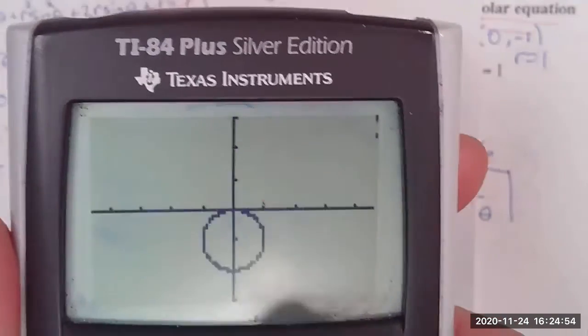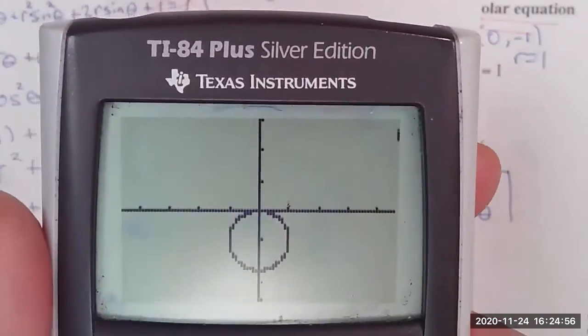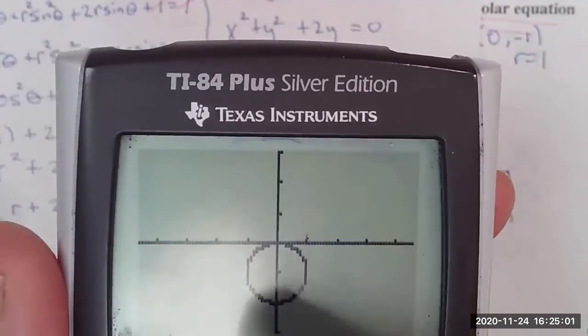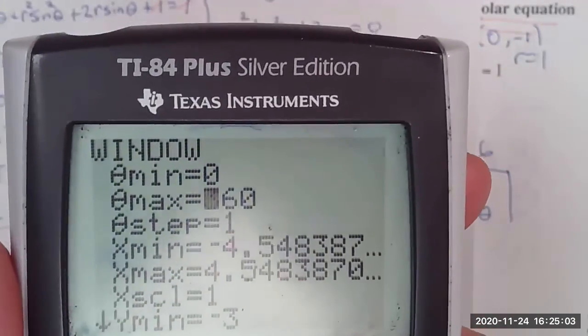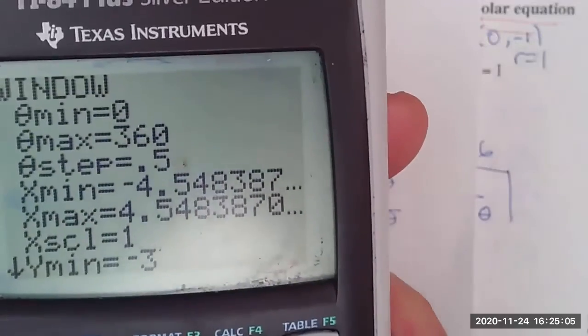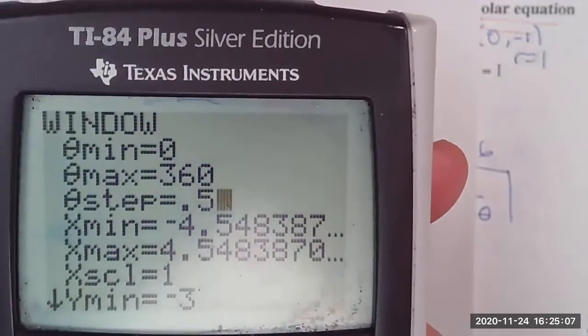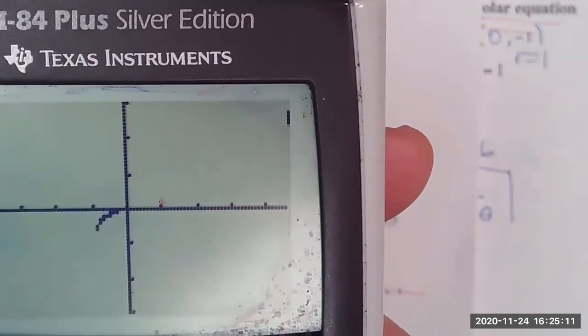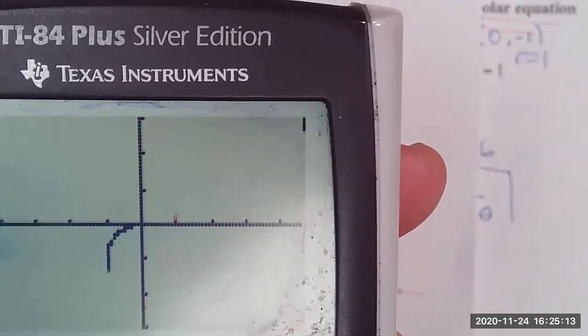So if I went back over here and say, come on, where's the window? Wait, it's still working right here. Okay, window here. And I went 0.5, so a half a degree. Slower. Slower. It's got more dots to plot.